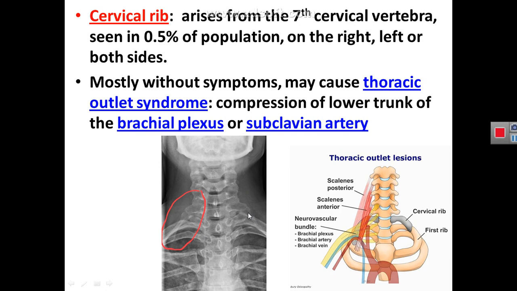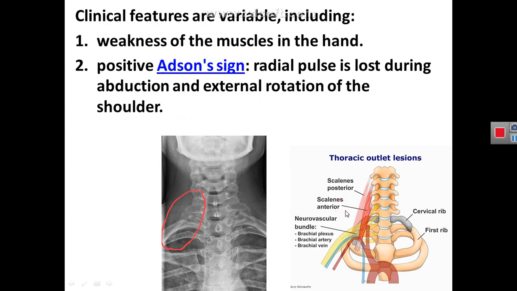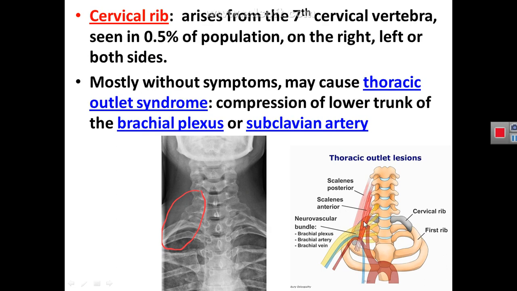Actually it does not usually produce any clinical feature, or it may produce a pressure on the underlying structures. As this figure of the cervical rib shows, this rib may produce a pressure on the lower trunk of the brachial plexus and the subclavian artery, and thus the clinical features may result from pressure on the lower trunk of the brachial plexus or the subclavian artery in a syndrome usually called thoracic outlet syndrome.